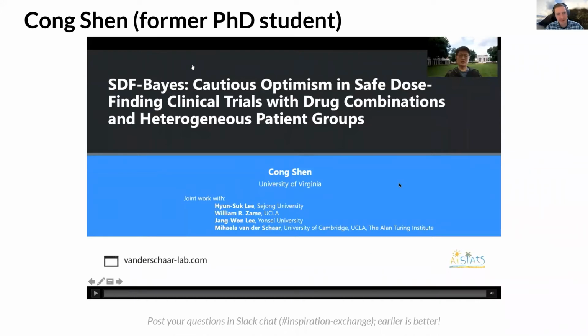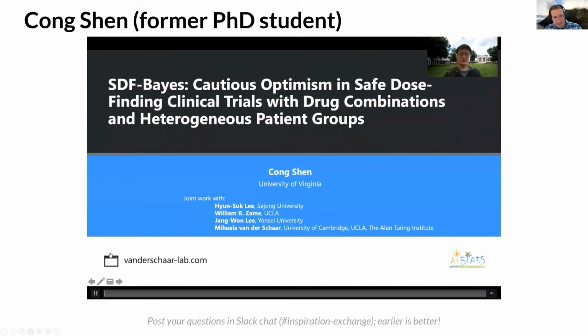And our final presentation is from Cong Shen, who's actually one of our former PhD students. And this project also involved joint work with Changhee Lee, who's one of our former postdocs, as well as Bill Zame and Changhee Lee, who are two of our occasional academic collaborators.